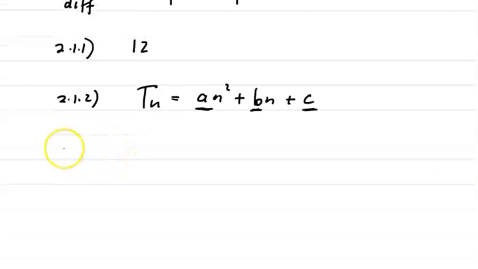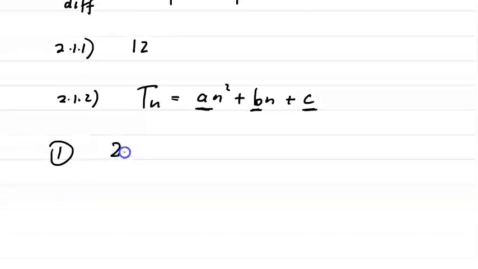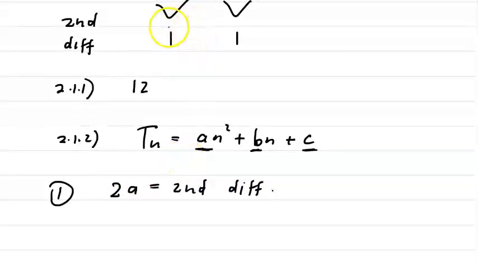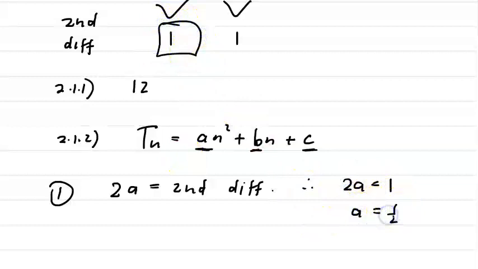So the first thing we're going to do is step number 1. You're going to say 2a equals the second difference. Now the second difference here is equal to 1. So therefore we're going to say 2a equals 1, and you solve for a. So a equals half, right?